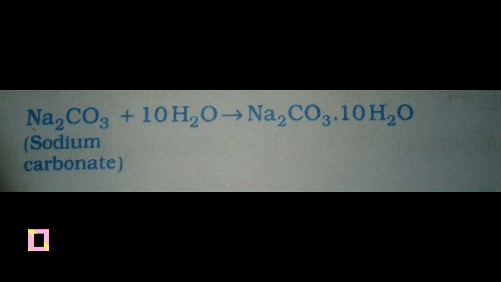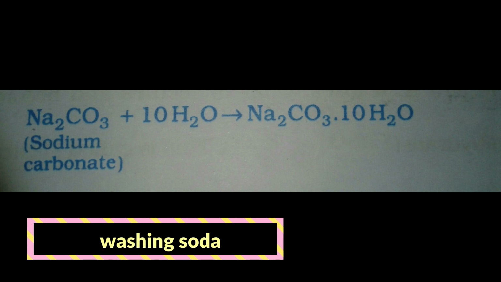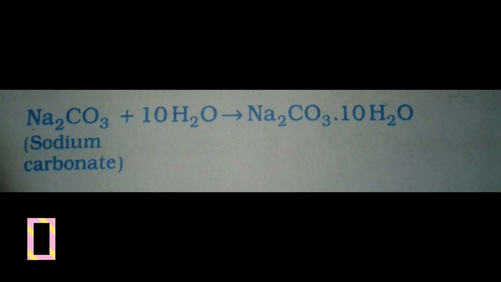When Na2CO3, which is sodium carbonate, reacts with water, it gives us something called washing soda, whose chemical formula is given as Na2CO3.10H2O. The uses of washing soda are that it is used in glass, soap, and paper industries. It is also used for removing the permanent hardness of water.